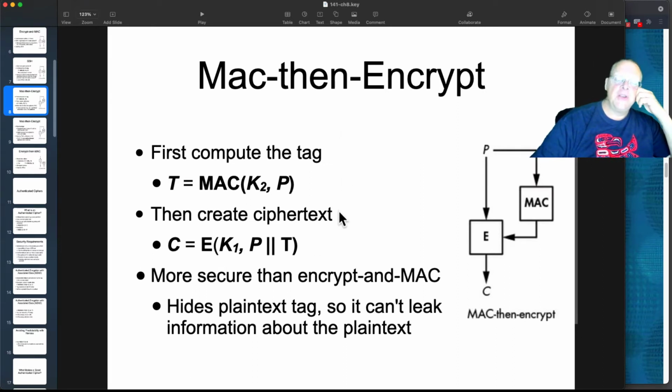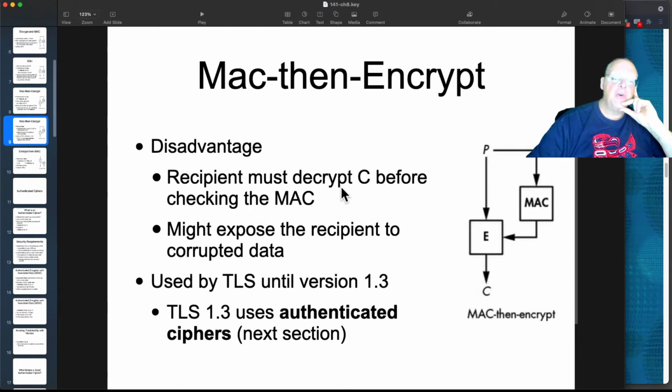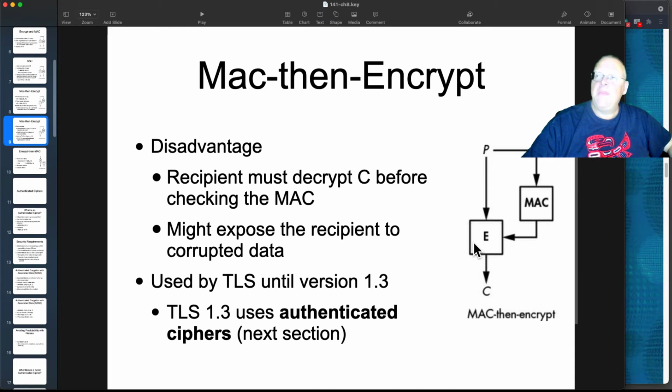MAC-then-encrypt is another way to do it. Calculate the MAC, then encrypt the whole thing, which is pretty good. You can't see the plain text tag, so it can't leak information. So that solves the security problem of the previous one. It does have a more subtle security problem, though. You now have an encrypted message, and the MAC is in there. So you have to decrypt it first, then you can compare it to the MAC, and if it is a corrupted message or a malicious message, you decrypt it before you can find that out.